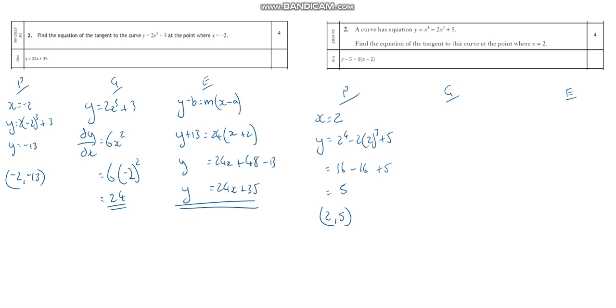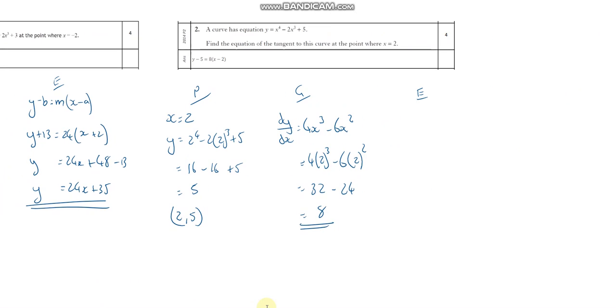The gradient would be, let's see, dy by dx is going to be 4x cubed, take away 6x squared. Let's substitute 2 into that. So 8 times 4 is 32, take away 24. That'll give me a gradient of 8. Excellent. And we'll just do the last bit again.